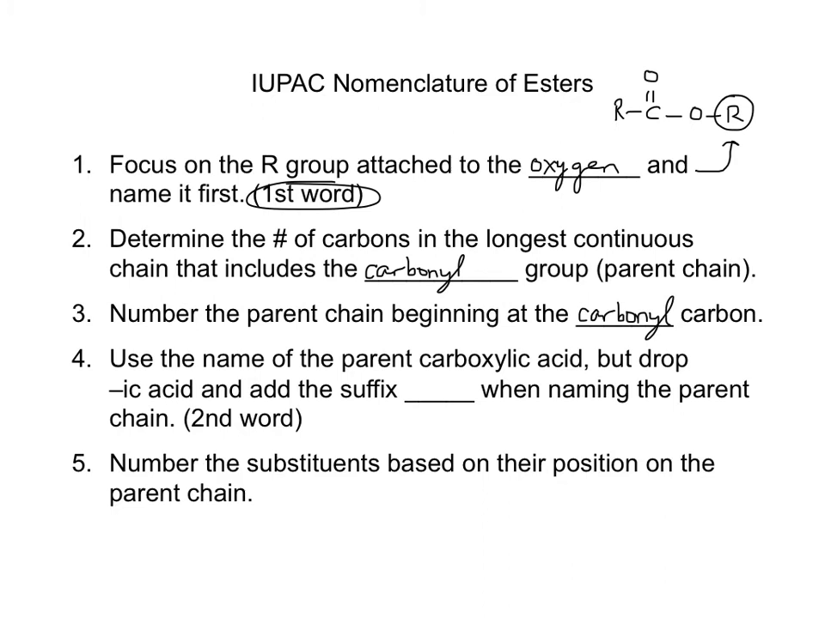And as far as the parent goes, we're going to name it as a carboxylic acid, just like we had done before. We're going to drop ic acid, so the ic acid part goes away, and we're going to add the ending ate, A-T-E. So the ending of an ester, since it's a carboxylic acid, say butanoic, we're dropping the ic, so there's still going to be that O ending, and it's going to be ate. So it's pentanoate, butanoate, something like that. And then, as usual, number substituents and put them in.